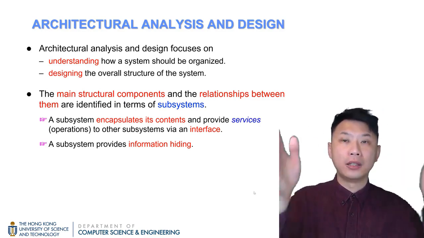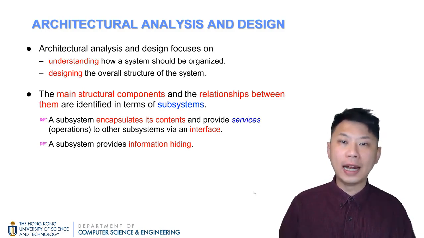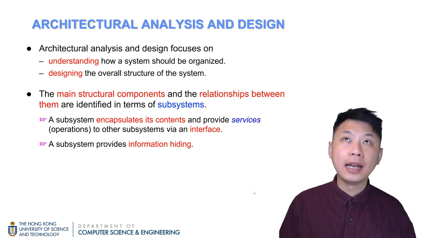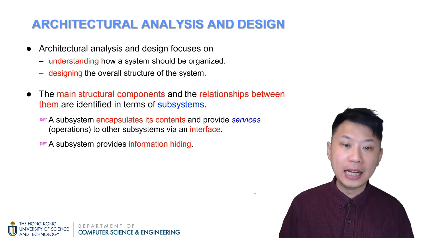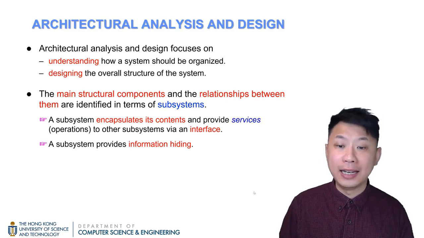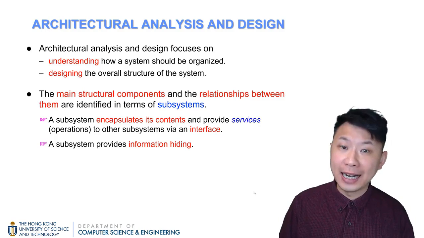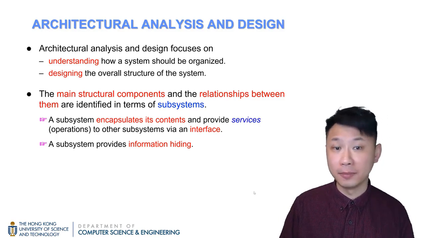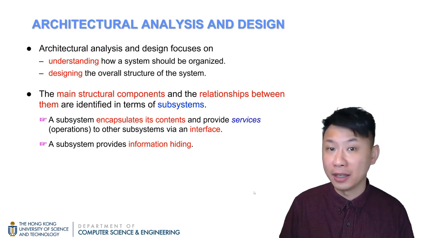Since we have a large software system, we have to use divide and conquer and chunk the large software system into many smaller subsystems. And then we're going to handle one smaller subsystem at a time. Each subsystem provides its own services via an interface, and each subsystem provides information hiding. That means you don't have to actually know how to implement that subsystem. You just need to know how to use that particular subsystem using the interface.